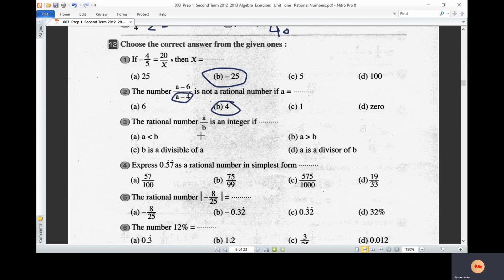The rational number a over b is an integer if a is smaller than b, a is greater than b, b is divisible by a, or a is a divisor of b. The answer: a is a divisor of b.